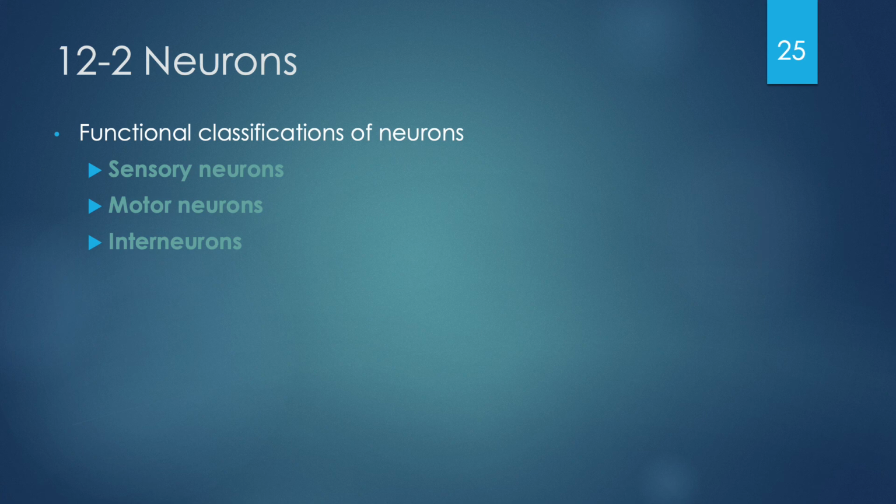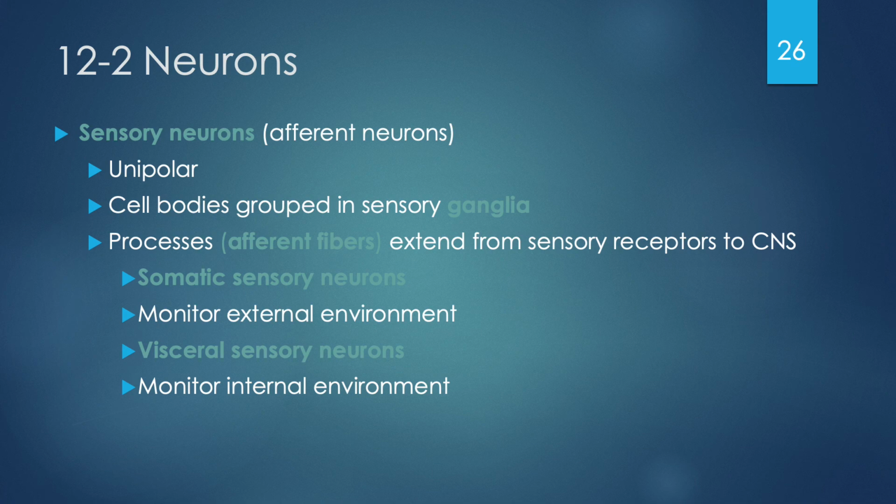Now that we've discussed the anatomy and the structure of different types of neurons, we're going to talk about the physiology and function of the different types of neurons. We're going to break down neurons into categories of either being sensory neurons, motor neurons, or interneurons. Sensory neurons, which are afferent neurons, remember that acronym SAME: sensory afferent, motor is efferent. These are unipolar neurons, and their cell bodies are grouped up into what is called sensory ganglia. The processes of these neurons, which are afferent fibers, extend from the sensory receptors up to the central nervous system, which is our brain and our spinal cord.